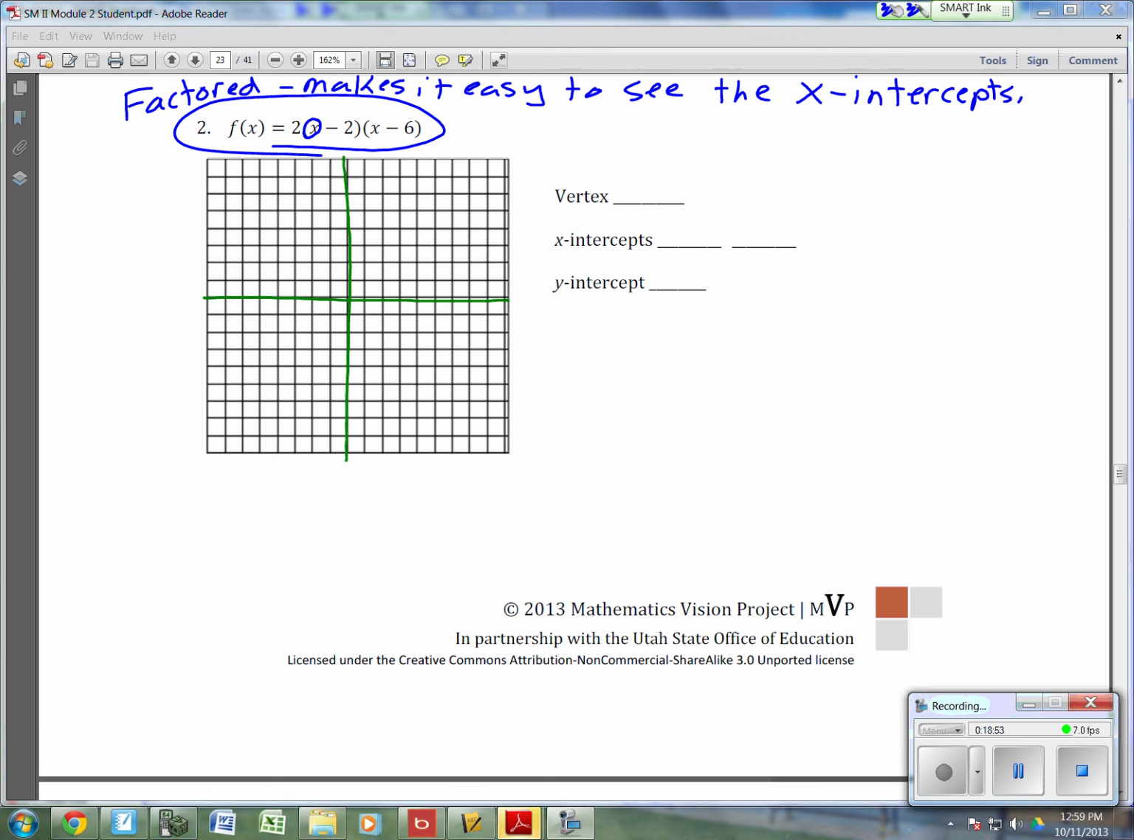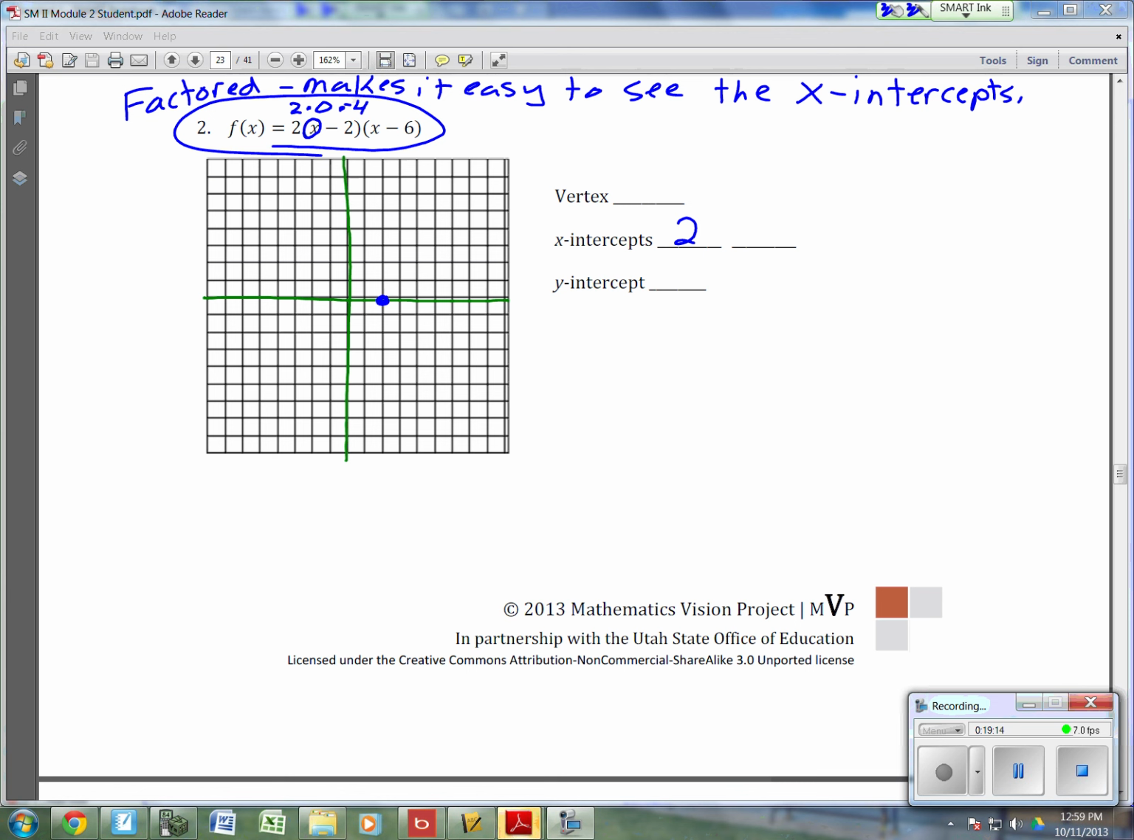So what could I put in for this x right here, x minus 2, and get 0? 2. If I put 2 in there, I'm going to get 2 minus 2 is 0. So I'm going to have 2 times 0 times 2 minus 6 is a -4. Well, it really doesn't matter what those others are. If one of them is 0, I know when you times them all together, you're going to get 0. So I know that 2 is one of my x-intercepts. And I'm going to mark 2 on the graph.